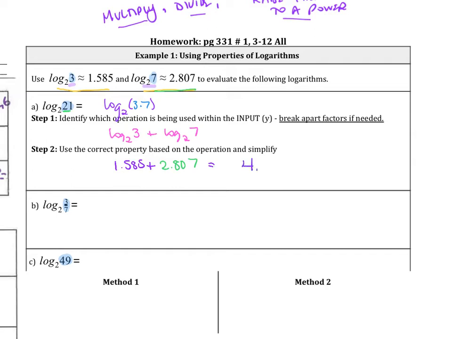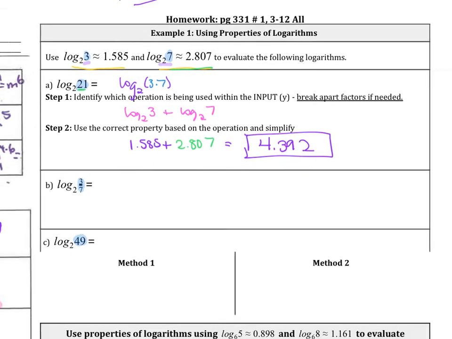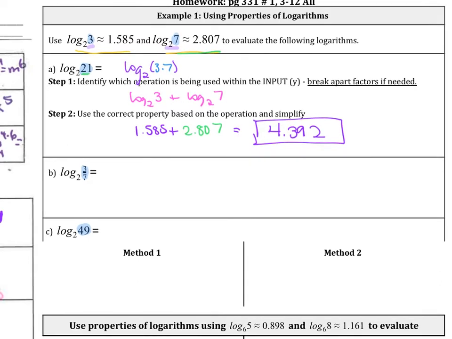You can do it with your calculator. You get 4.392. This is how we're going to use properties of logs in order to evaluate our logarithms with numbers that we don't know how to calculate yet.